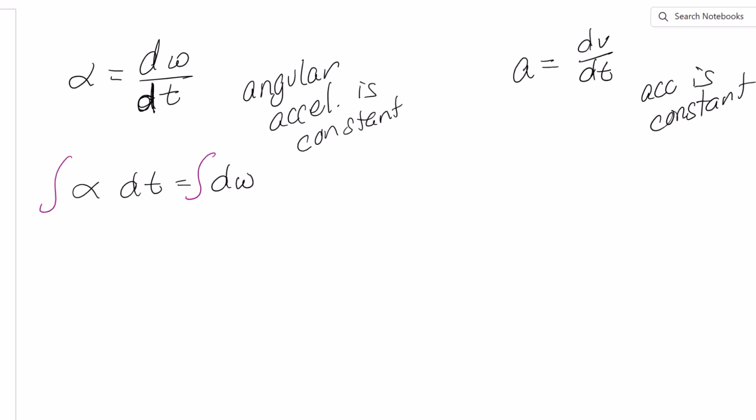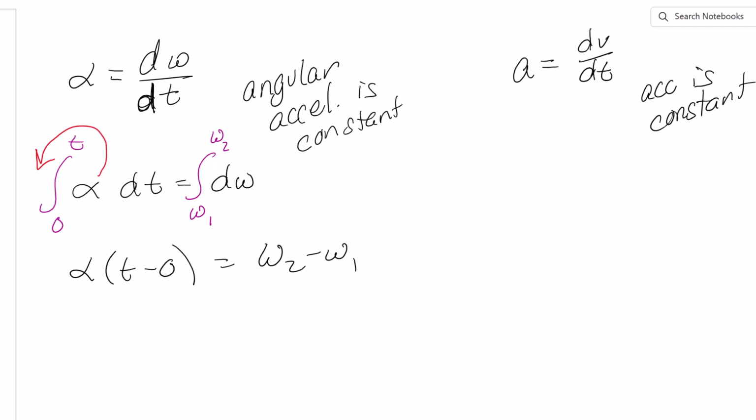Integrate, integrate. We're going to go from time equals 0 to time equals t, from some unknown starting angular velocity to a final angular velocity. And since angular acceleration is constant, it can come out of the integral. And on the left, we end up with alpha times (t minus 0), and on the right, omega 2 minus omega 1, also known as omega 2. Did I do that right? Yeah, my brain is not working. Omega 2 equals alpha t plus omega 1.